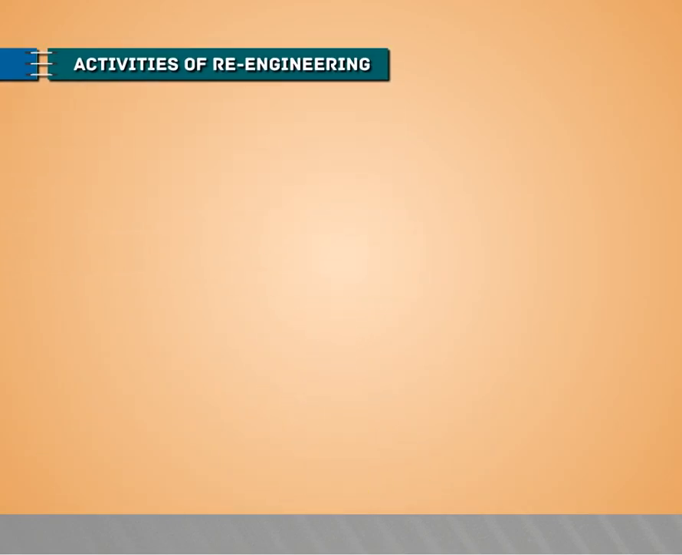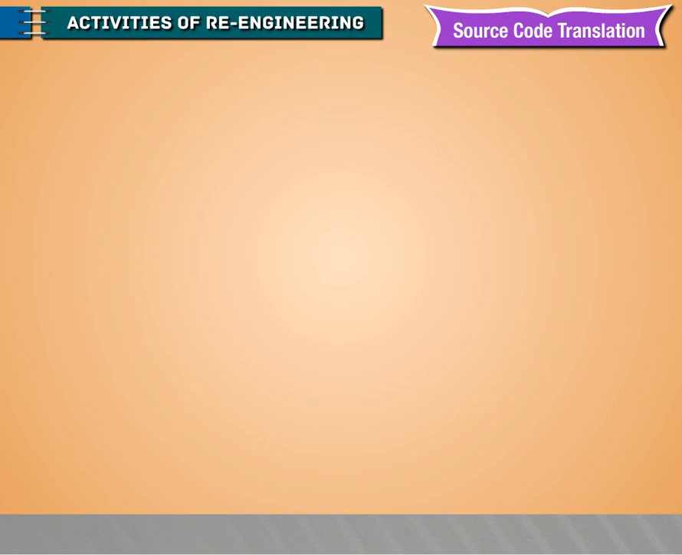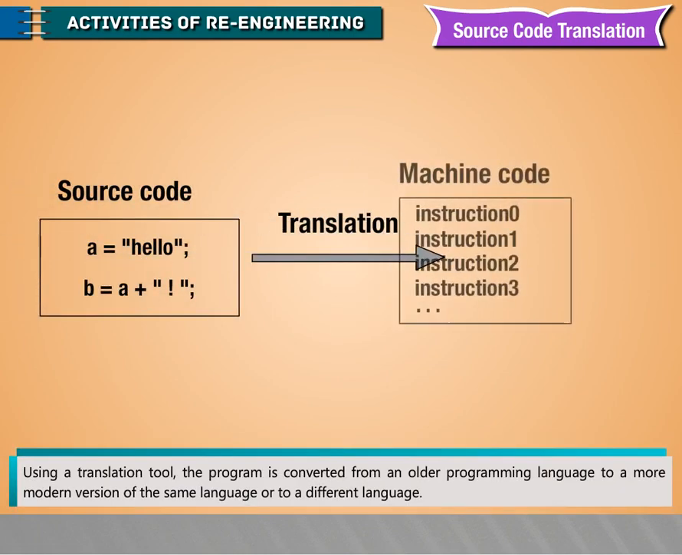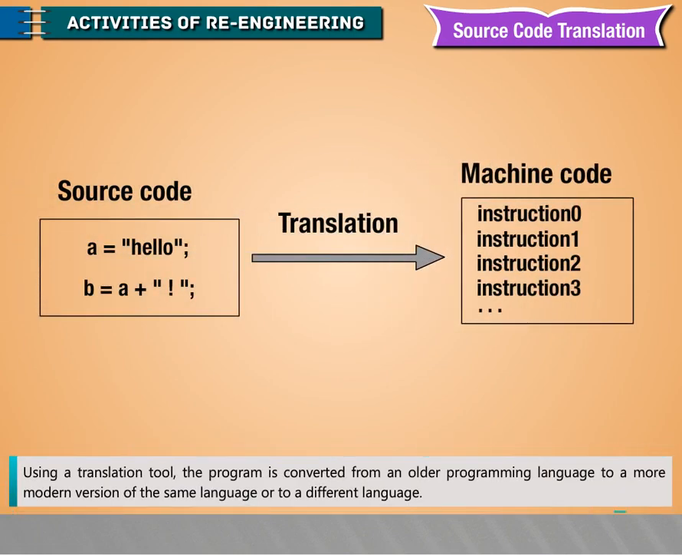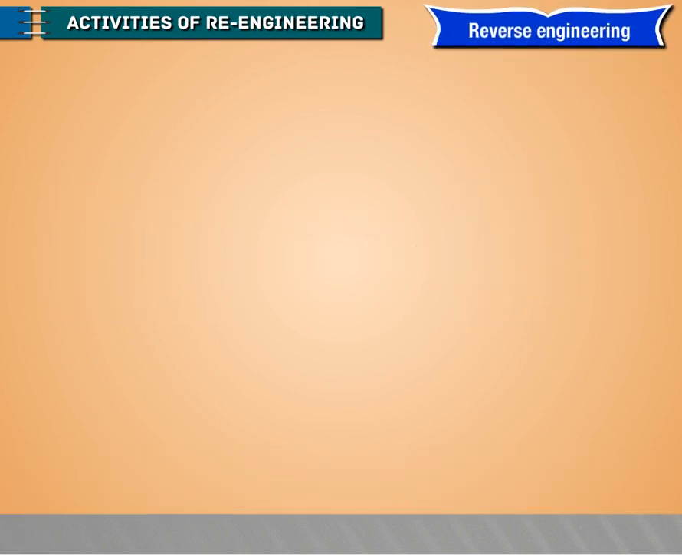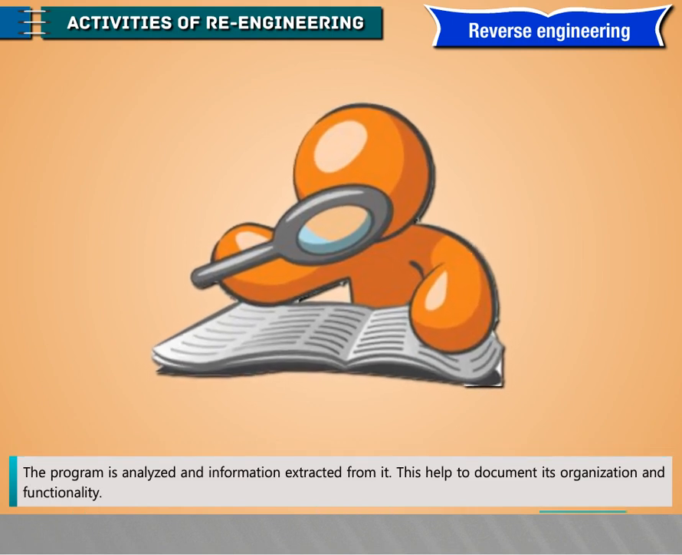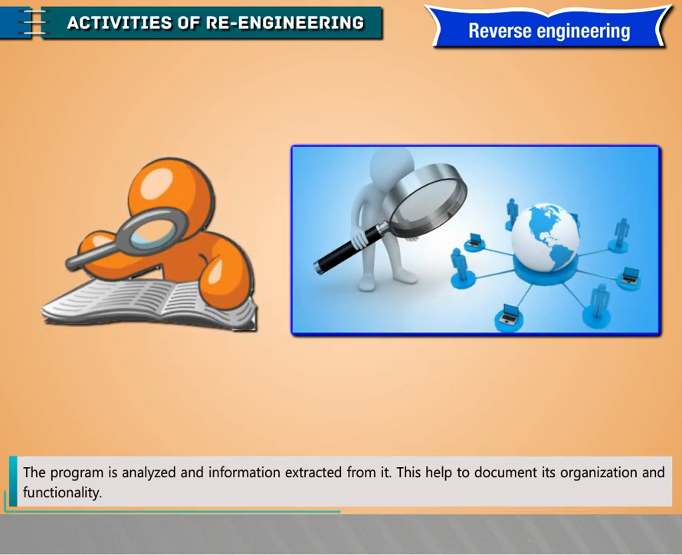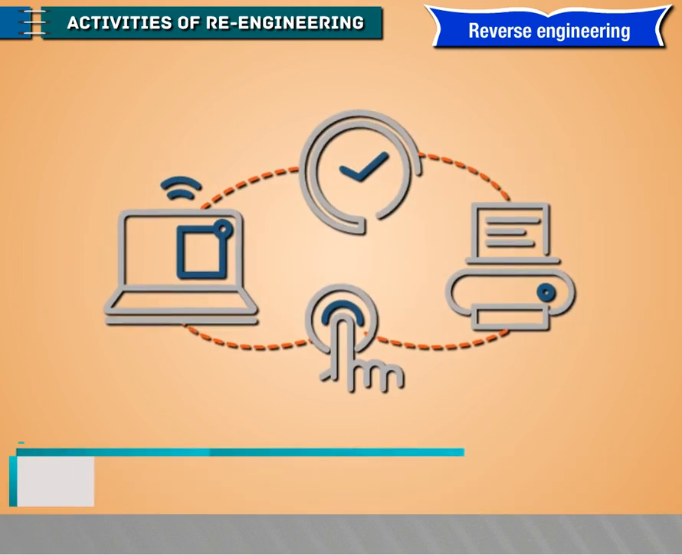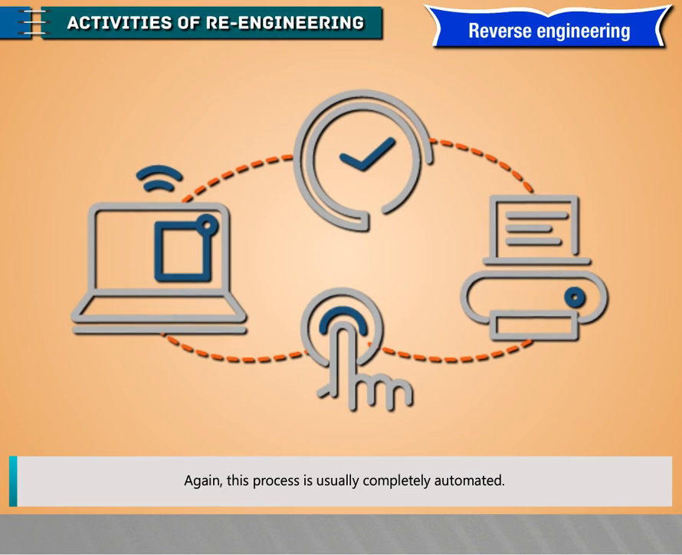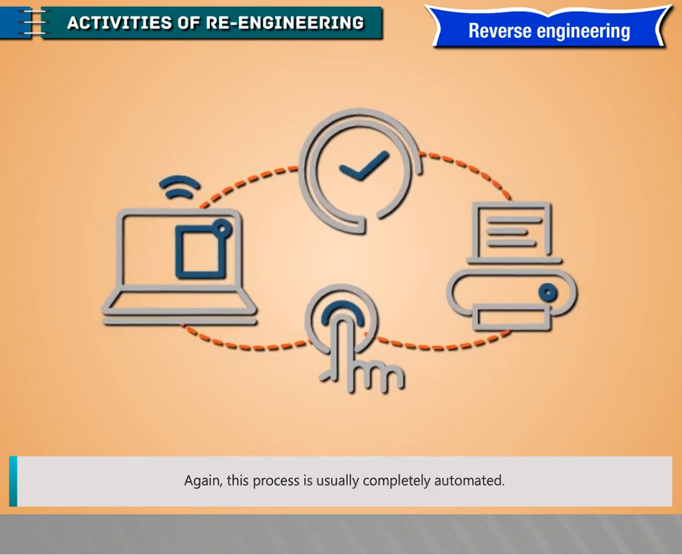Activities of re-engineering: source code translation. Using a translation tool, the program is converted from an old programming language to a more modern version of the same language or to a different language. Reverse engineering. The program is analyzed and information extracted from it. This helps to document its organization and functionality. Again, this process is usually completely automated.